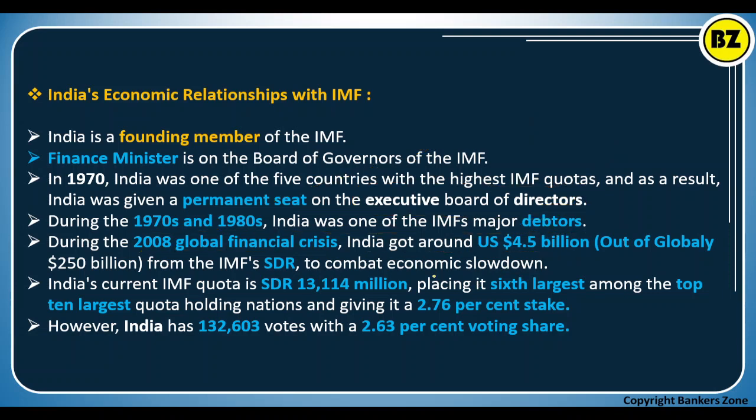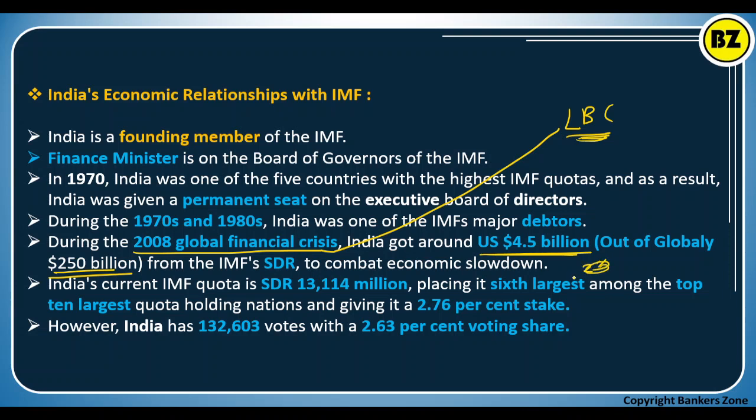So why was there a slowdown in 2008? Due to the global crisis called the Lehman Brothers crisis. In 2008 India was also facing a slowdown in the economy, a recession. So we got around 4.5 billion US dollars from the IMF, and globally the IMF distributed around 250 billion dollars. Out of that we got 4.5, so we can say around 2%.